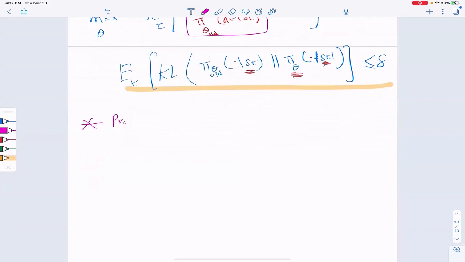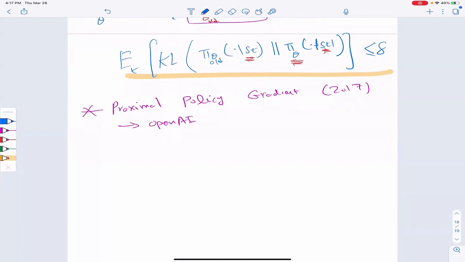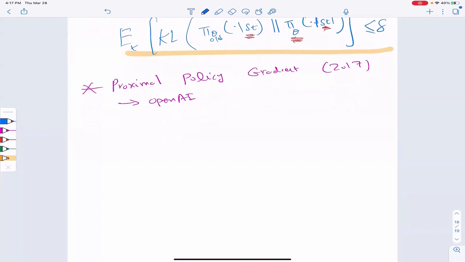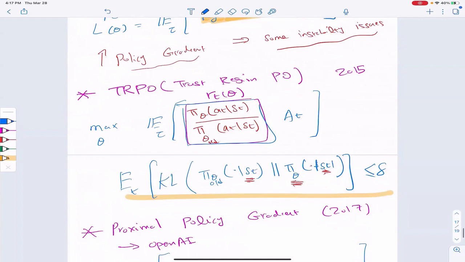Okay. So that takes me to the next algorithm. It is called proximal policy gradient. In 2017, this was developed by a team at OpenAI. And their idea was quite straightforward. It was the same objective as before, max over theta, looking at the expectation over the trajectories. Again, they look at the optimization of the ratio times the advantage. It's the ratio times the advantage.